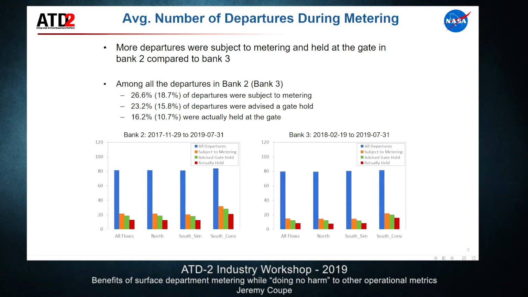One of the things we can try to keep track of as well is the average number of departures that were part of these surface metering programs. So the blue here, we break it up by flows. Here is all flows. This is for north flow. This is for south simultaneous. So in south, we actually have two options.